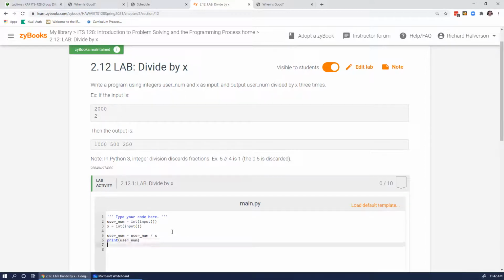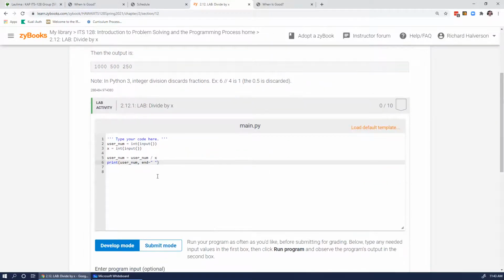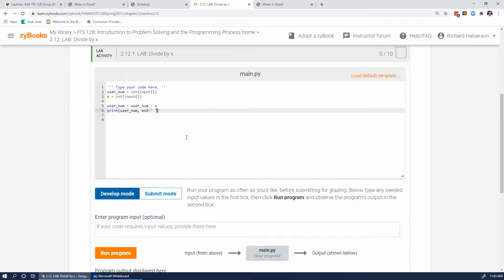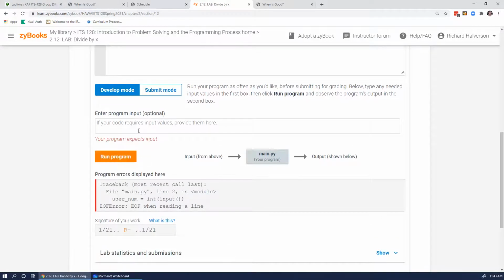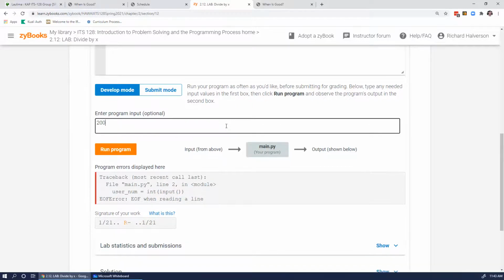Okay, and I'm going to make a mistake and not put this tail end thing. Let's do it. End equals a space, not a return. Okay, so I'm in development mode. Let's see what this does, by the way. So run the program, and what happens? Bung! I forgot to put the input. Okay, so the first thing I'm going to do is I might as well just do the same numbers that were up there. So I'm going to do 2000 and 2.